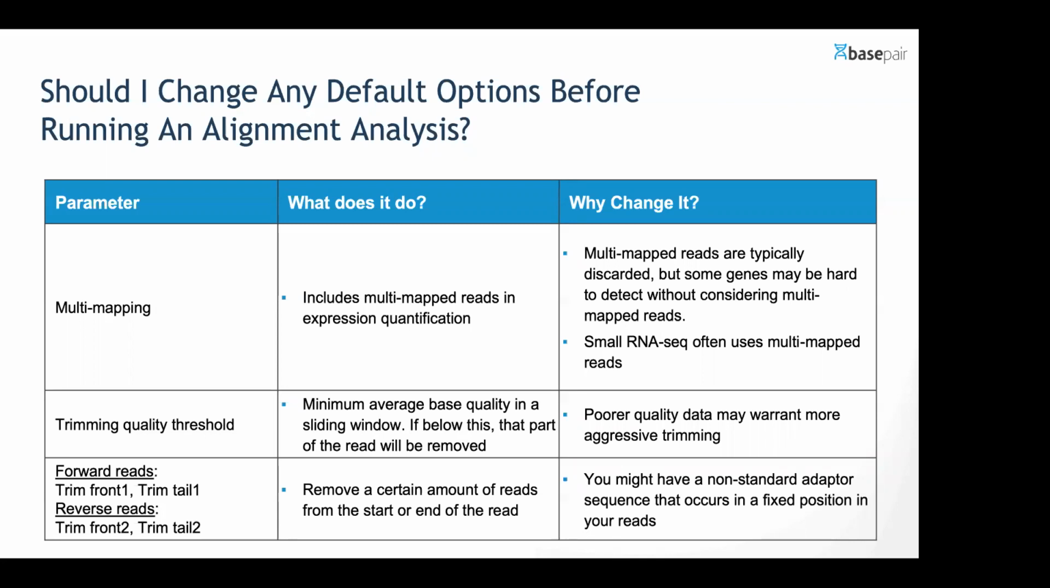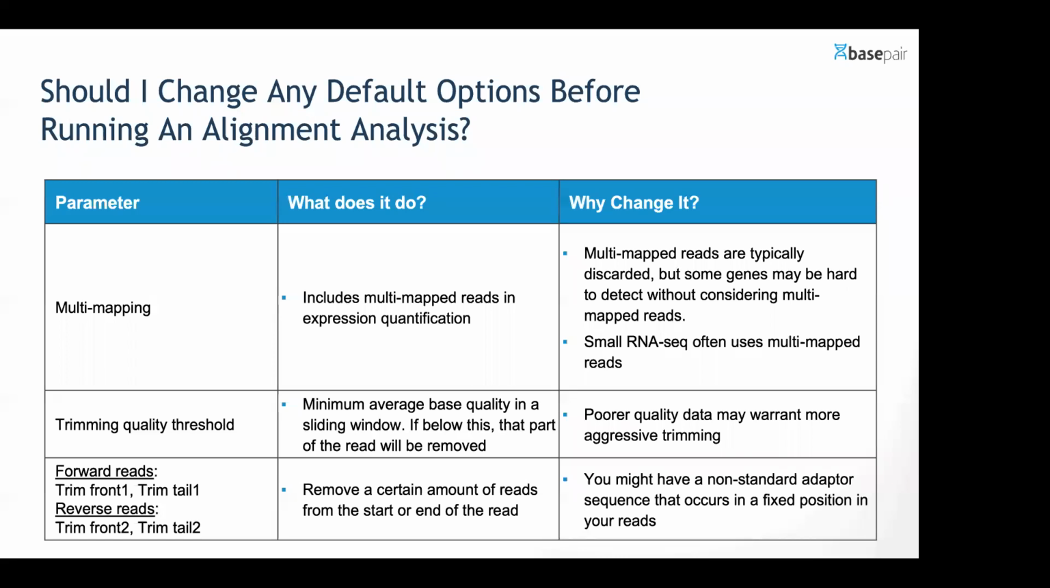And you want to remove those parts that are poorer quality. And so it'll look at a window of, say, like 10 base pairs and compute the average quality of the base pairs in that region. And if they fall below this threshold, it'll cut out that portion of the read.